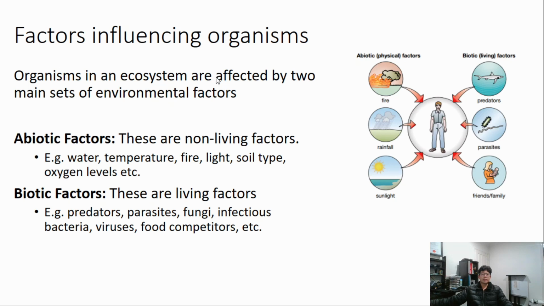Organisms in an ecosystem are affected by two sets of environmental factors, and these are divided into abiotic and biotic. Abiotic just means non-living factors. This includes things such as water, temperature, fire, light, soil type, and oxygen levels, none of which are alive. Biotic factors just means living factors such as predators, parasites, fungi, infectious bacteria, viruses, or food competitors, and anything else that's living that may affect the survival or the living conditions of an animal.